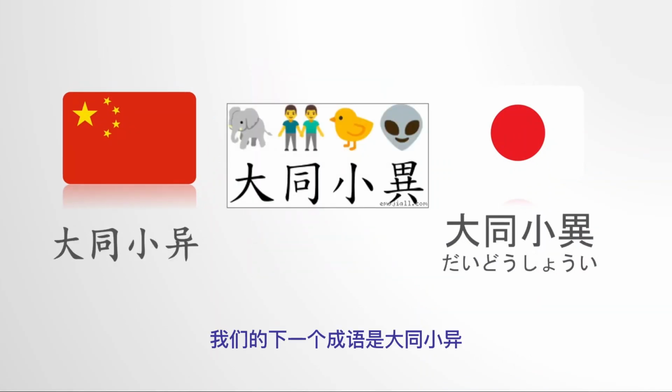Our next idiom is 大同小異 or 大同小異. What it means is that the majority is similar, but there are some tiny details that are different. Again, we see here in Chinese the 異 and the Japanese 異 are slightly different. This is also because in Japanese, they use the traditional characters, while in Chinese, they use the simplified.